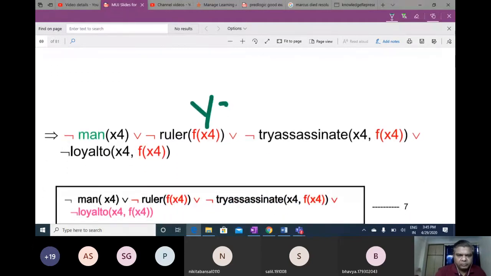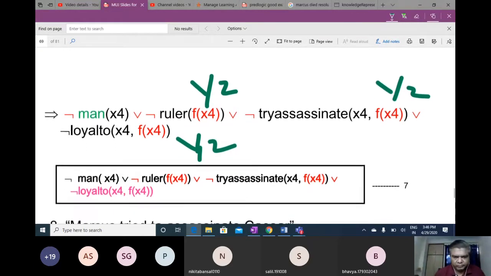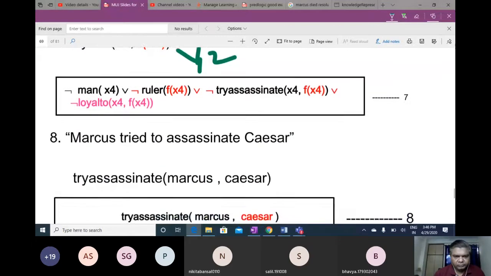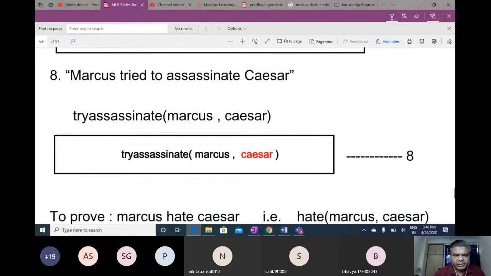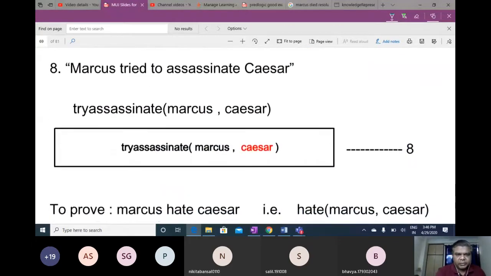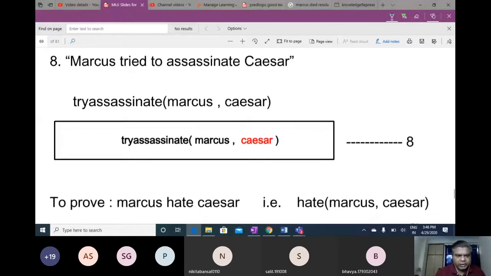So here y2, y2, y2. fx4 is not required. Marcus tried to assassinate Caesar, tried to assassinate Marcus Caesar. So it is already in CNF.